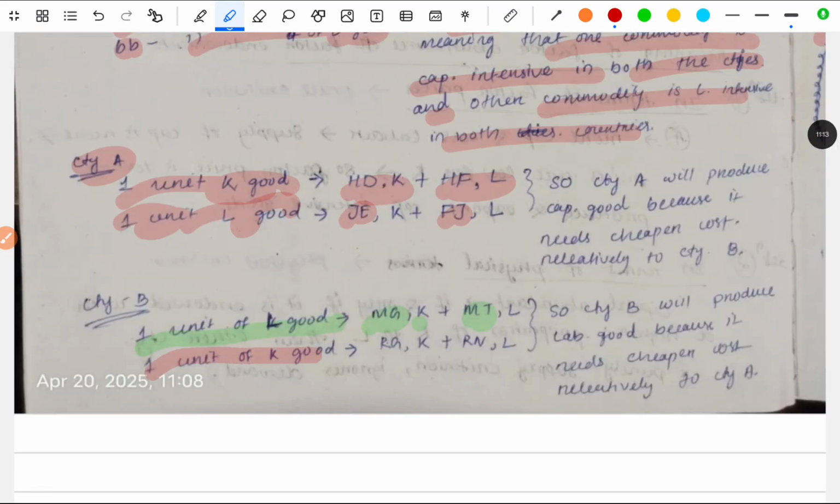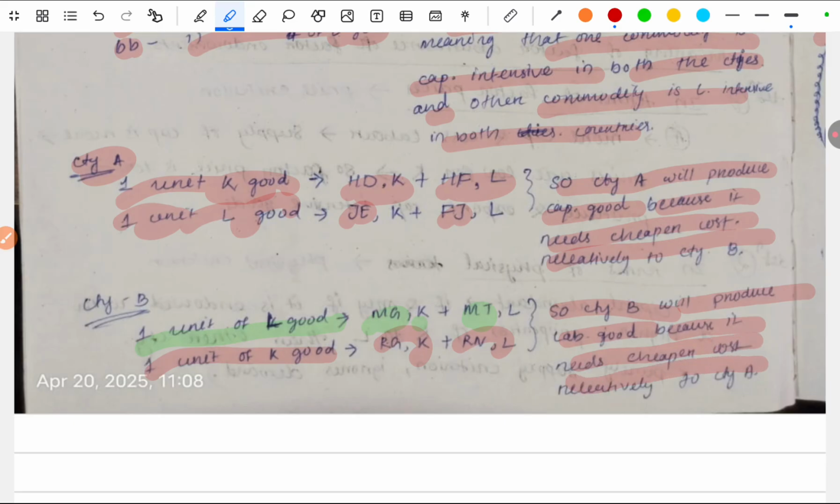So 1 unit of capital good is K, R, N, L. Country A will produce capital goods because it has a cheaper cost relative to country B. Likewise, country B will produce labor goods because it has a cheaper cost relative to country A.